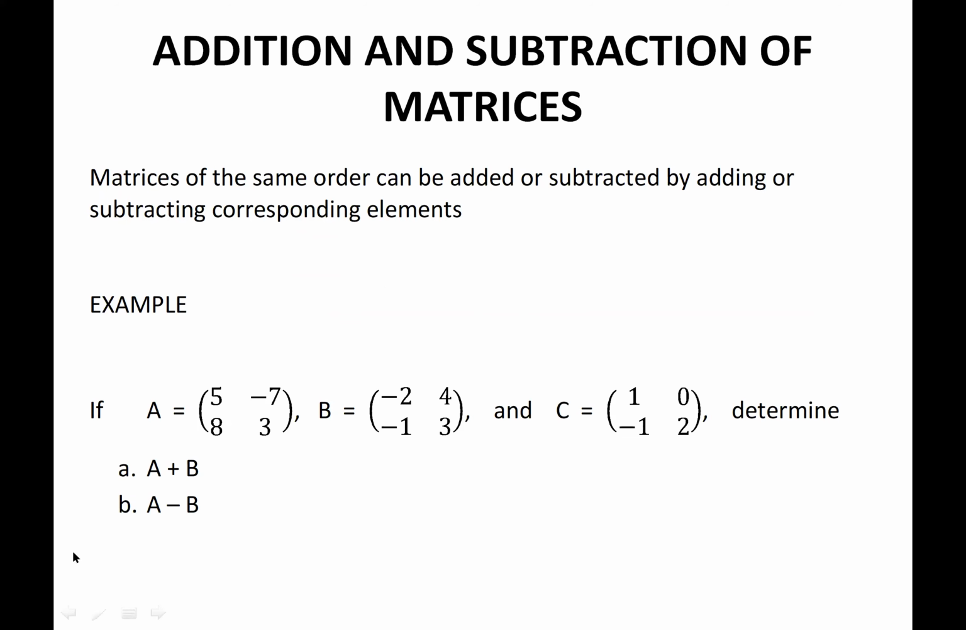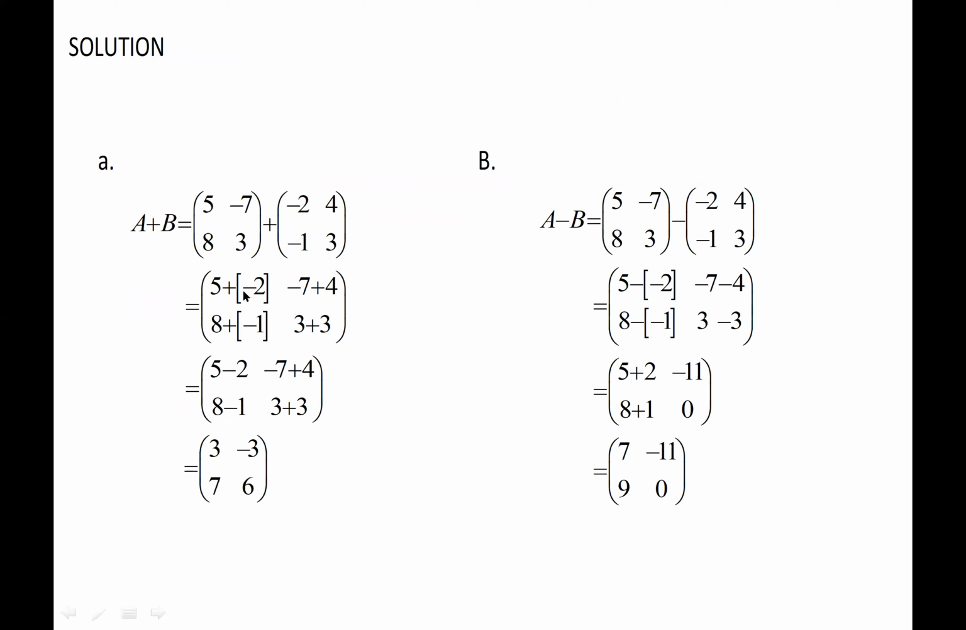So for example, if I want to add A and B, I have to add the 5 and the minus 2 together, the minus 7 and the 4 together, the 8 and the minus 1 together, and the 3 and the 3 together. That's how I will add these matrices together. So 5 is added to minus 2, minus 7 to 4, 8 to minus 1, and 3 to 3. But remember, when you have a plus outside a bracket, it has no effect on it. So it's the same thing as saying 5 minus 2. Plus has no effect, so it's the same thing as 8 minus 1. And then you work it out. 5 take away 2 is 3. Negative 7 and 4 is negative 3. 8 minus 1 is 7, and 3 plus 3 is 6.